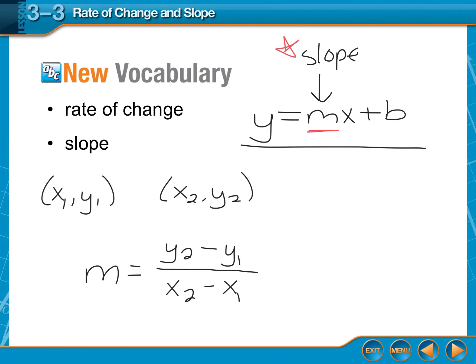x2 minus x1. Now, people always ask, does it matter which one I put first? Yes and no. If you put y2 first, you have to put x2 first also. But if you put the 1 first, that's totally fine. I would get in the habit of doing y2 minus y1, x2 minus x1, but they have to be symmetrical, in the same order. So this here, circle it, star it, highlight it, I don't care. That is going to be your friend for right now. You're going to get tired of it, but that is what you are doing today with the rate of change and slope-intercept form.